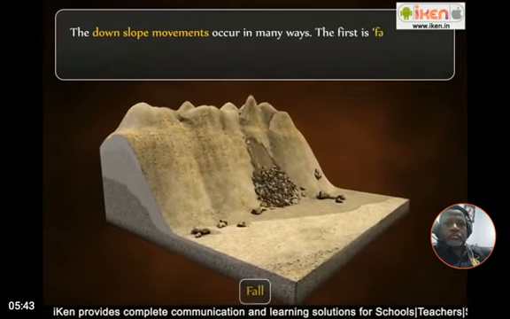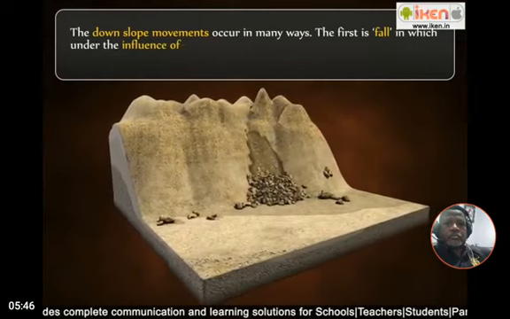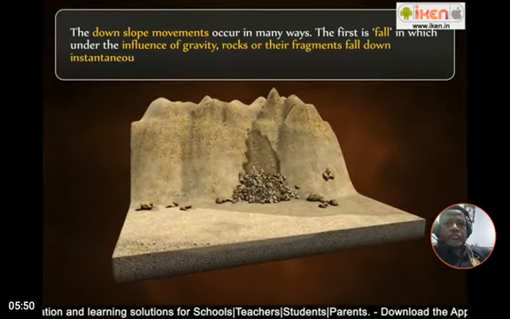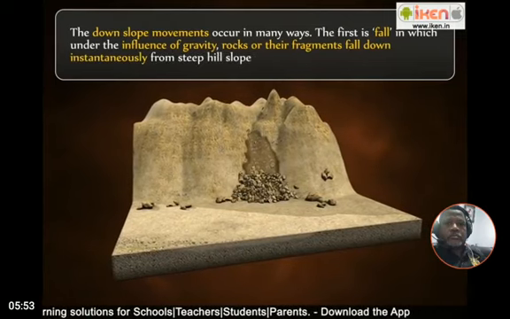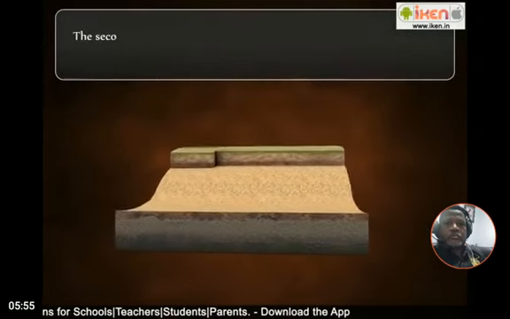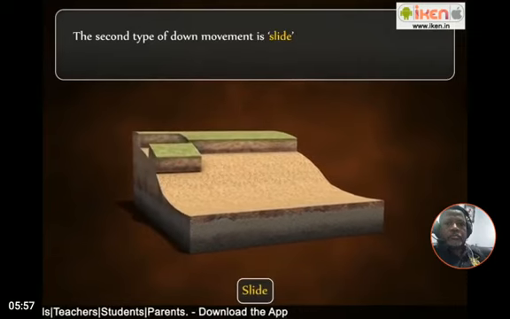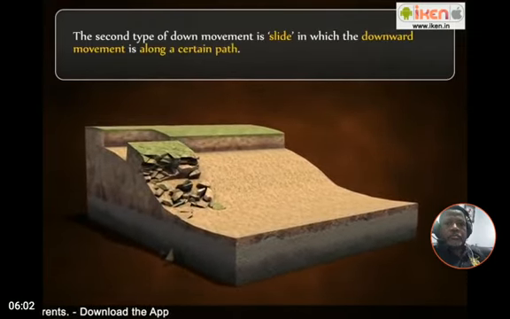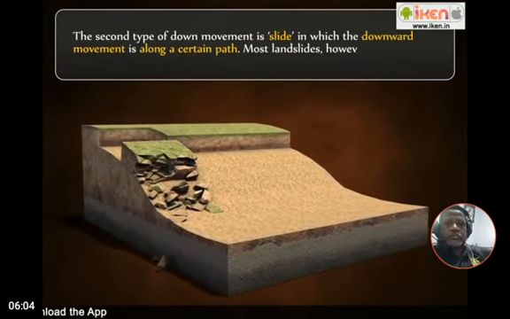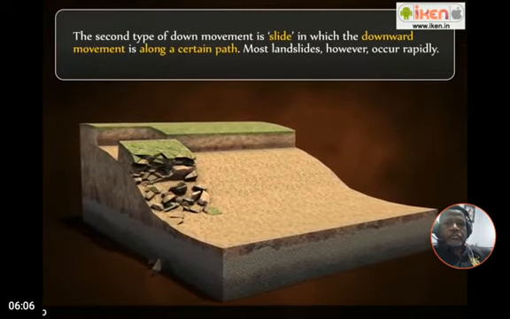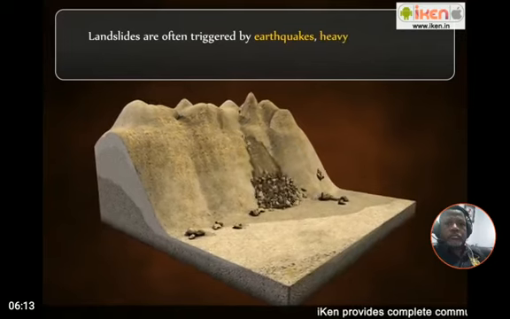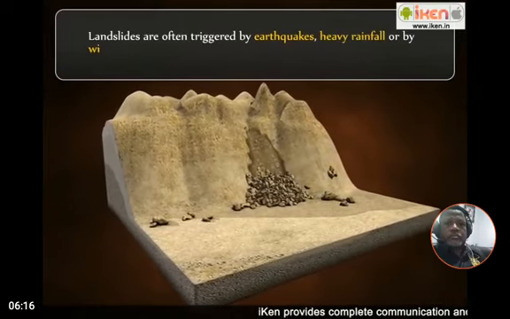The first is fall, in which under the influence of gravity, rocks or the fragments fall down instantaneously from steep hill slopes. The second type of down movement is slide, in which the downward movement is along a certain path. Most landslides, however, occur rapidly. Landslides are often triggered by earthquakes, heavy rainfall, or by wind action.